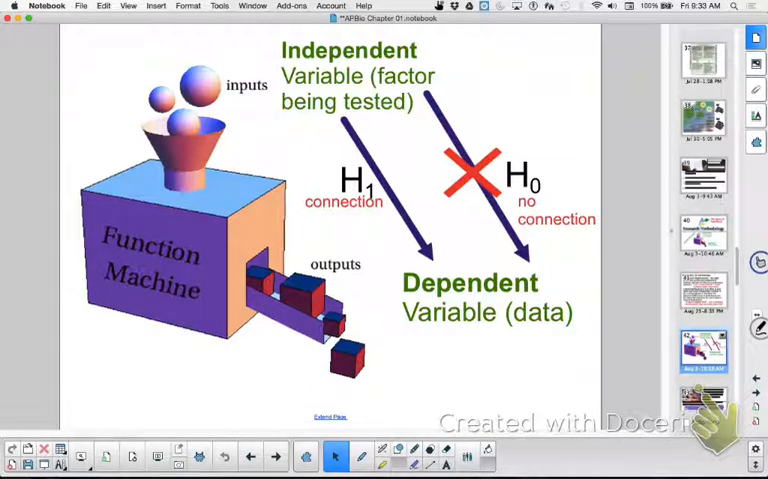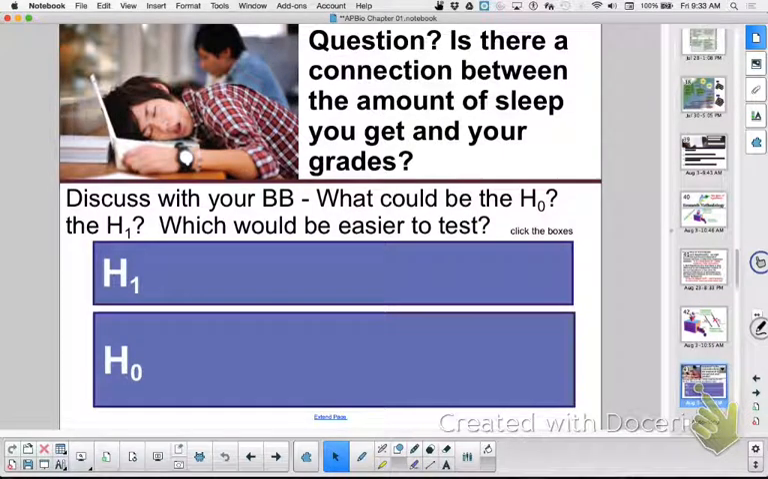So are research hypotheses, but I would say predominantly you see a lot of null hypotheses. So here we go. Question: is there a connection between the amount of sleep you get and your grades? Discuss with your bio buddy. Write the H0, write the H1. H1 is research. H0, like 0, that's like null. No connection, right? So write the two and I'll show you the two I have.